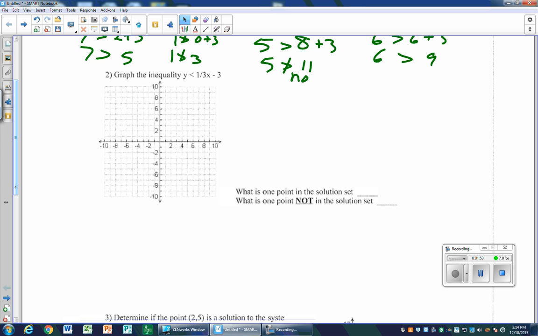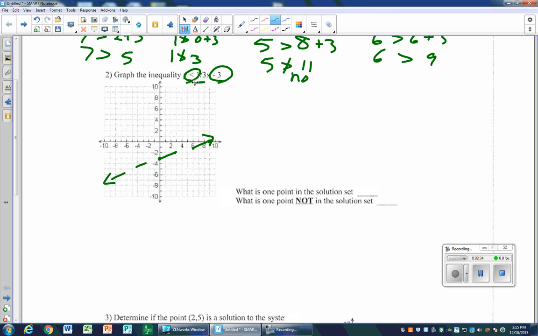Okay, graph the inequality y is less than 1/3 x minus 3. You can do it two ways. You start at -3 and you plot a point. That's called the y-intercept. So we put it on the y-intercept. And then you do the slope. Rise is 1, run is 3. So you go up 1, 3 to the right. Up 1, 3 to the right. Up 1, 3 to the right. Now, it's going to be a dotted line because it's not equal to. So you only have to connect every other point.